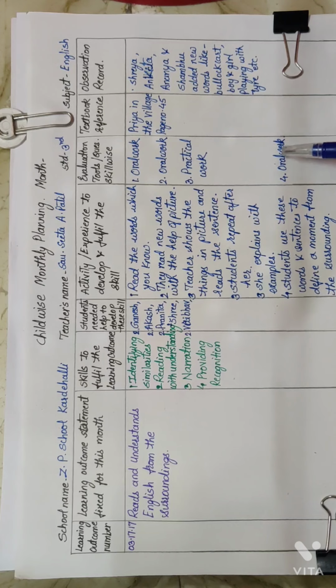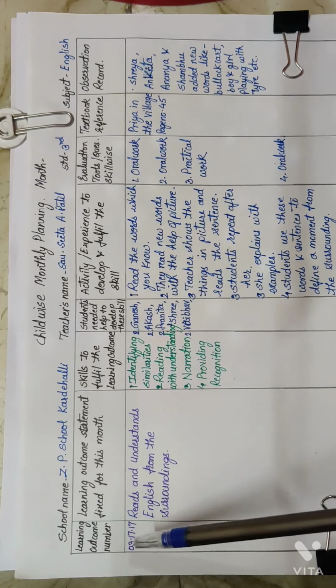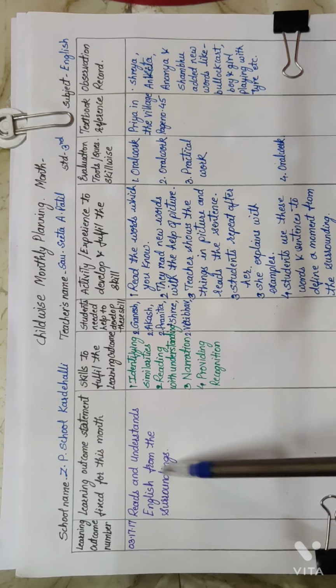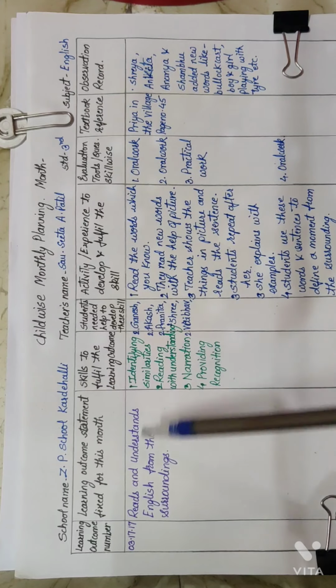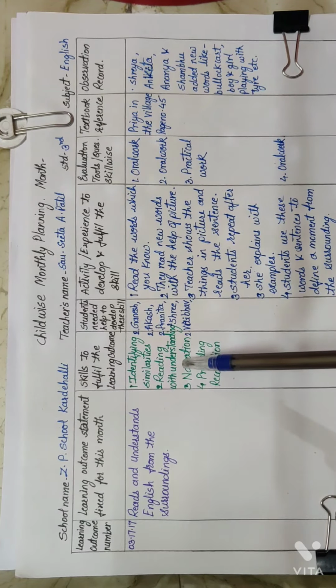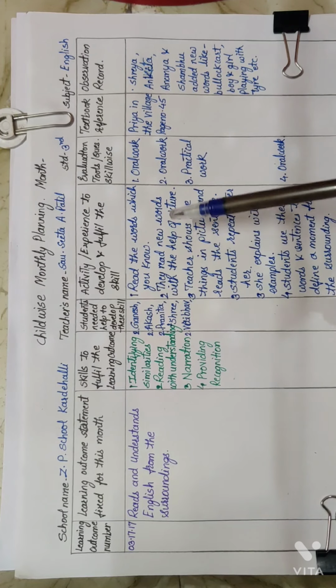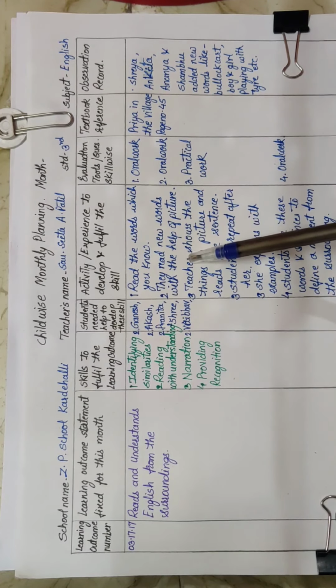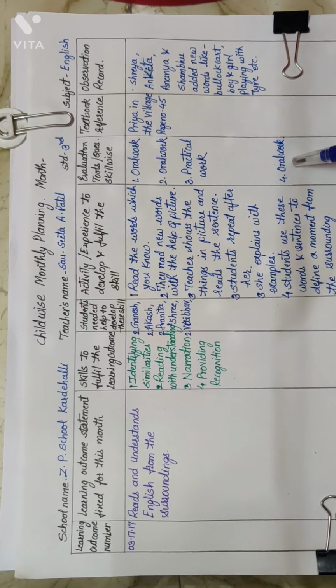In this way, we have selected one learning outcome. We have mentioned the skills which come under this learning outcome. And for fulfilling or developing these skills in the students, we have selected these activities. And for evaluation of these activities, we have selected these evaluation tools.